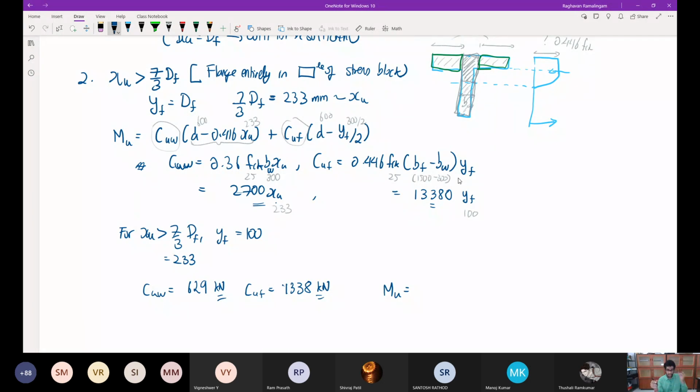How much is moment MU? How much is MU? If anybody's done it, please tell me now. 918.5 kilonewton meter, sir. 918.5. Okay, anybody else gets 918?